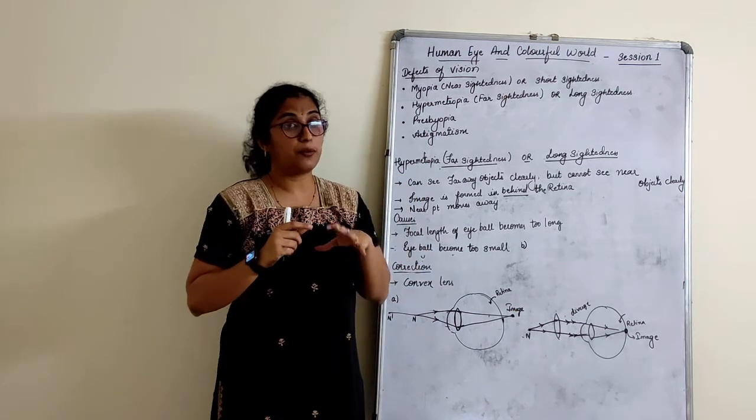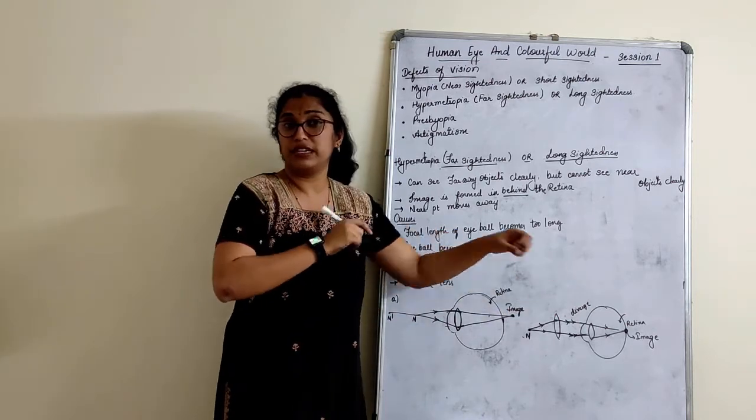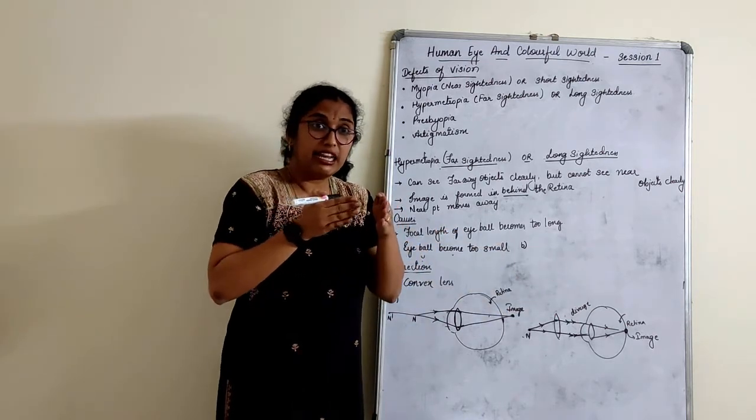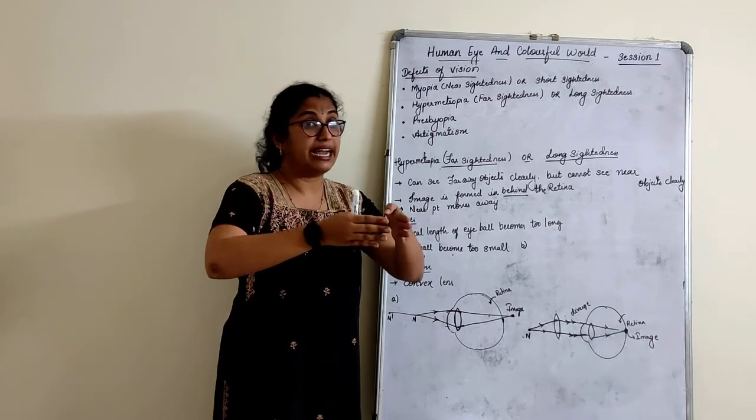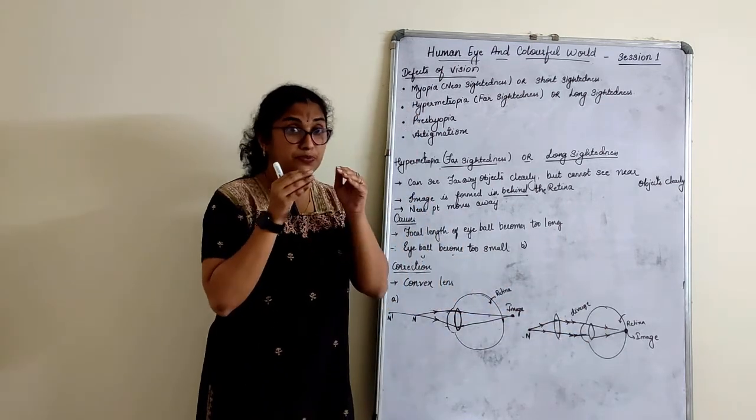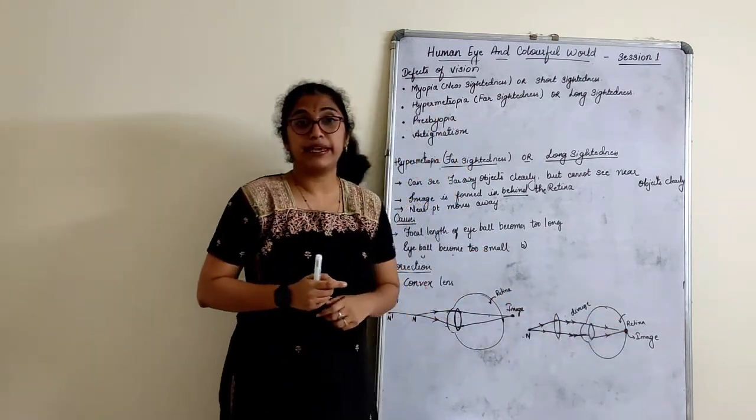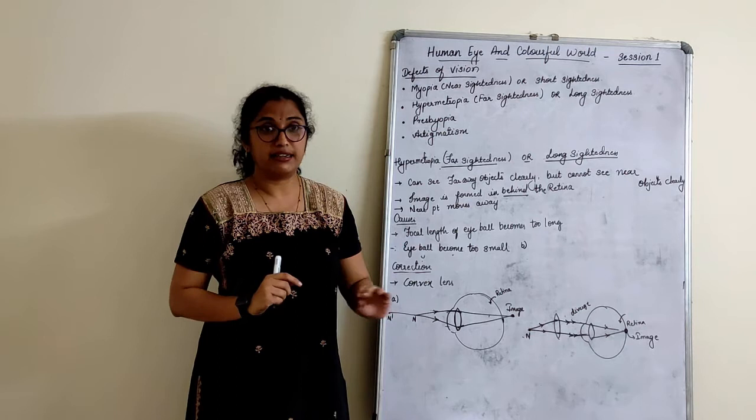A convex lens of appropriate focal length, whatever power it is, we use it. That will slightly converge the light rays which are entering. Then it enters our lens, where it further converges and focuses the image on the retina, right?